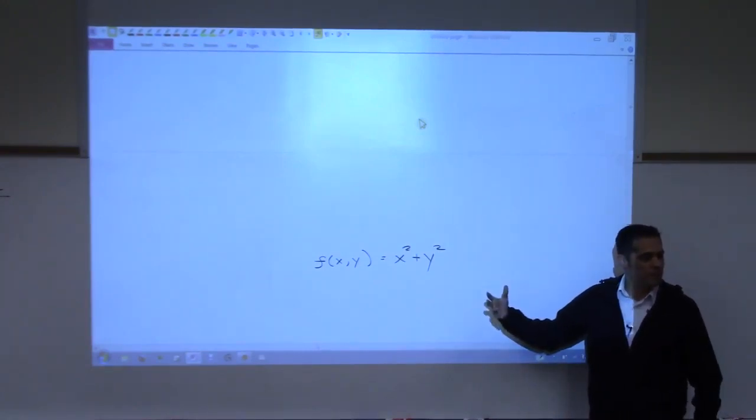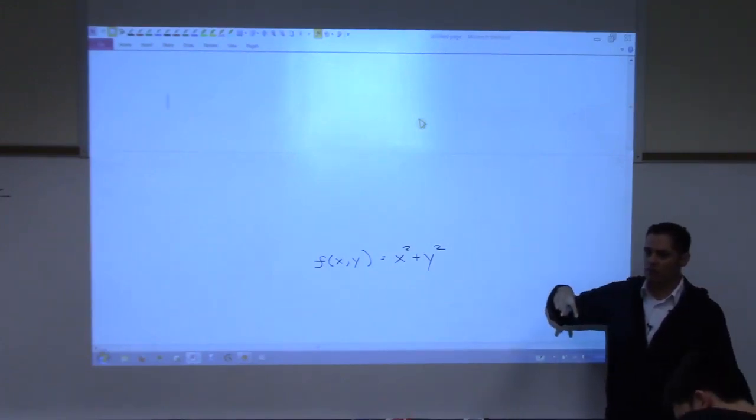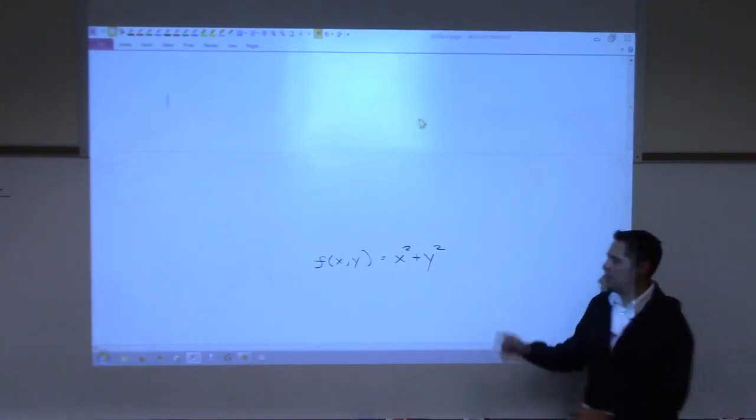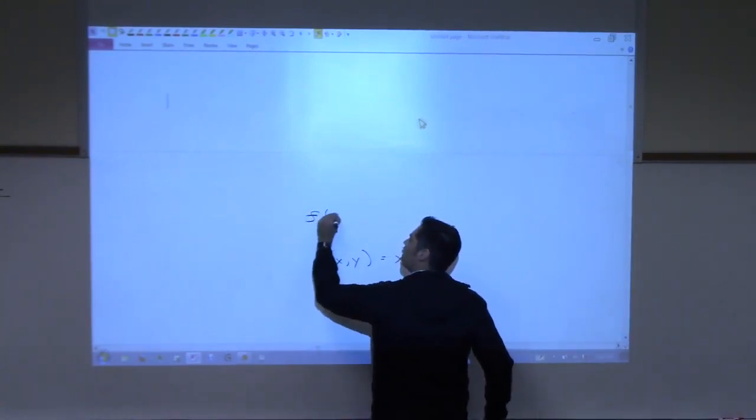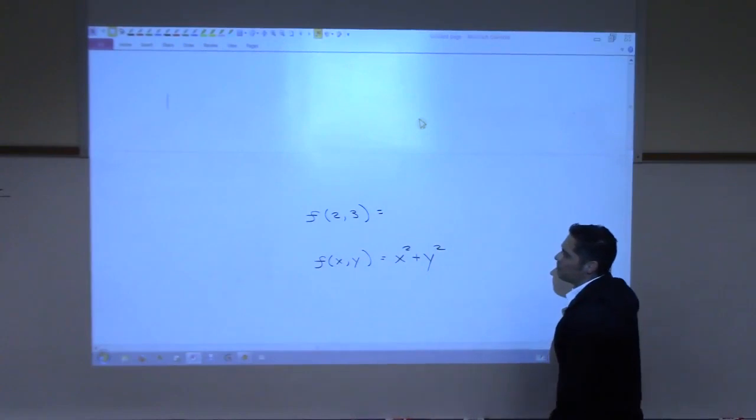and I can start giving you some outputs. But see, because you have two inputs, right, and one output, do y'all see that I would have two inputs? Let me try this. What would f of 2, 3 be?